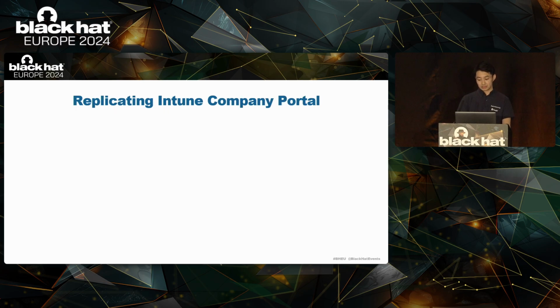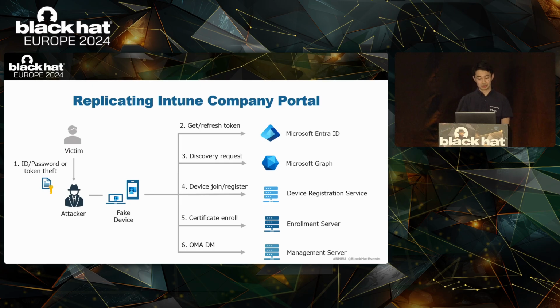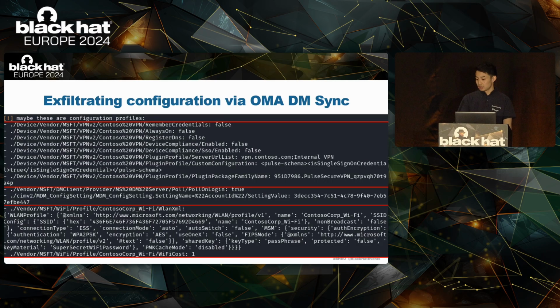So based on the research, I thought that if we can steal the victim's credential, or steal a token through device code phishing, and if we can replicate all the steps the Intune app handles, then we can steal the configuration data, such as VPN and Wi-Fi. So that's what I did. And by emulating the Intune application, I successfully stole network information like VPN and also Wi-Fi credentials.